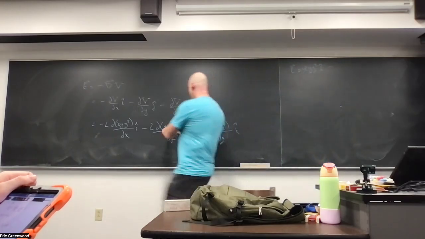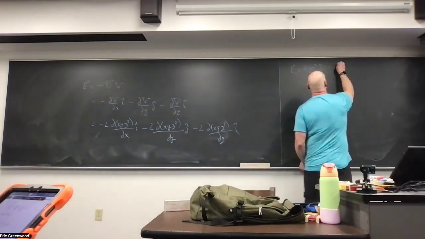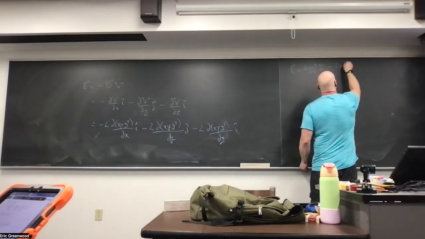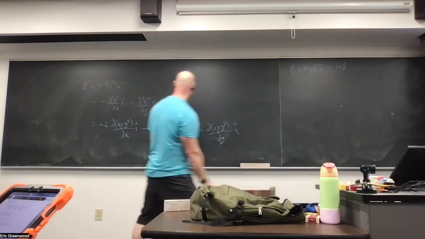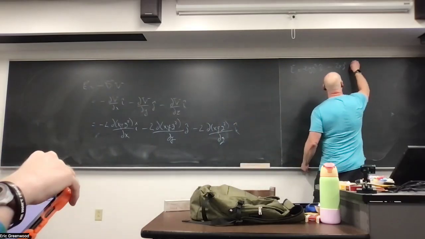Next one, again, x and z are both constants with respect to y. I'm going to pull them out. So I'm going to get a minus 2xz squared times the derivative of y with respect to y, which of course is 1, in the j hat direction.